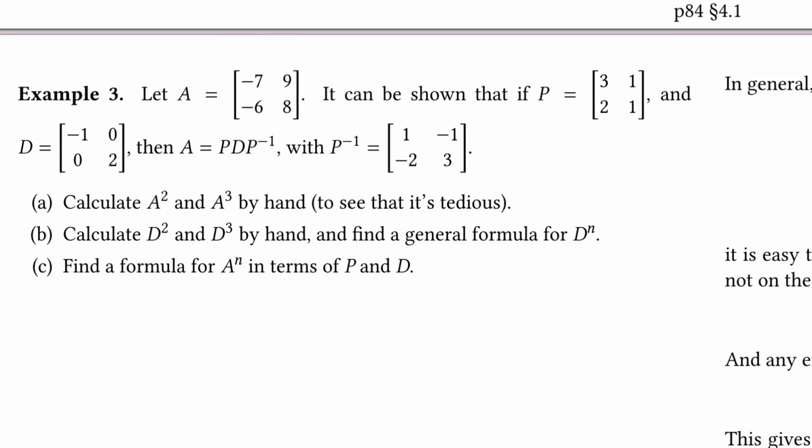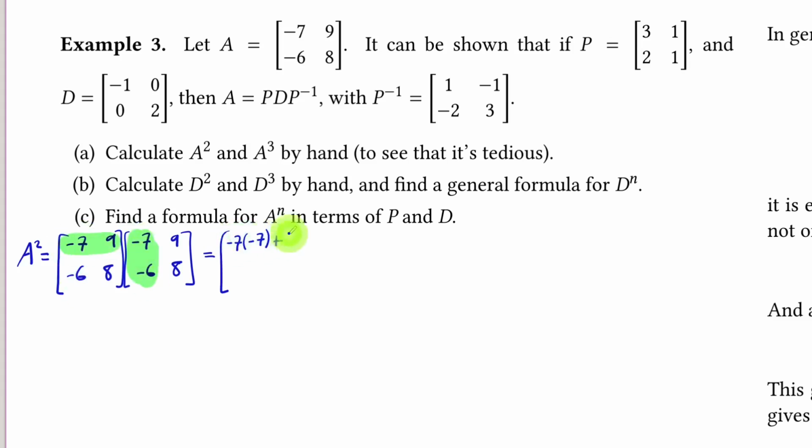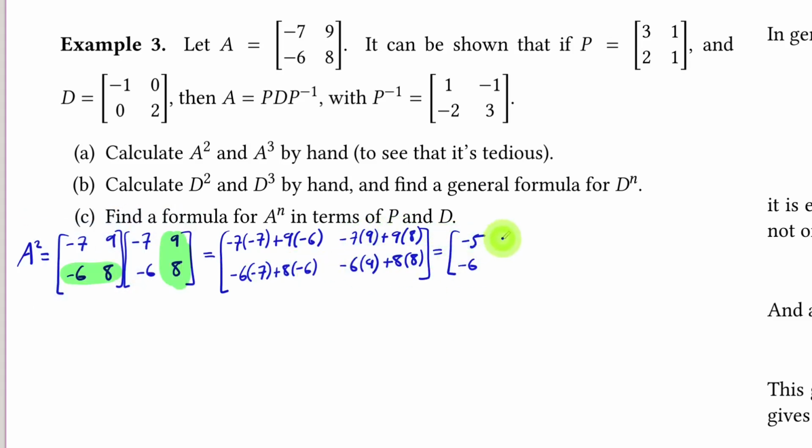What we're going to do is calculate A squared and A cubed by hand, and we are going to see that it is tedious. And then after doing that, we're going to see how there's an easier way to do that using the diagonalizability of A. So first, let's calculate A squared. We can just use the row column rule or whatever your favorite method is. So that's what I got there.